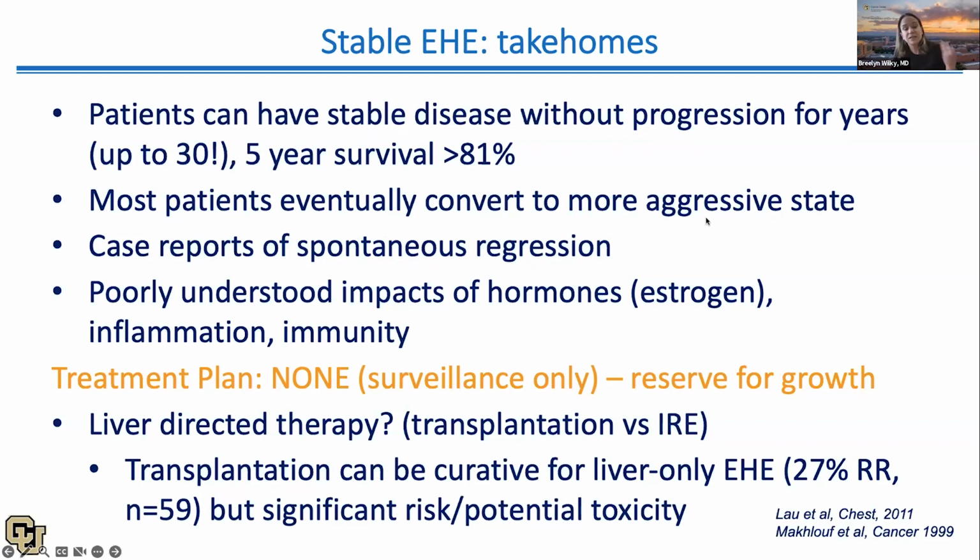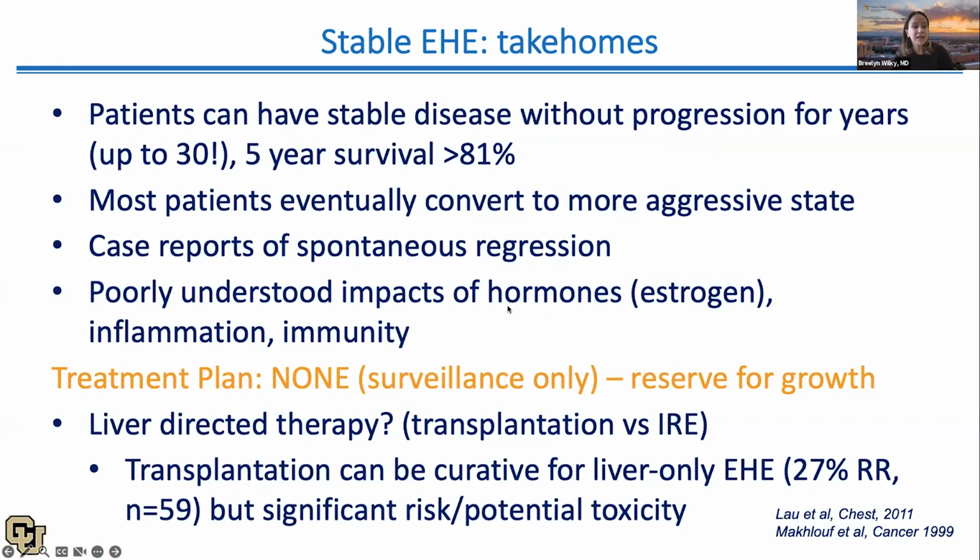And maybe that is because of this genetic evolution that Dr. Rubin was talking about. Something happens, whether it's in the tumor or something about the host, that upsets the balance and the disease starts to grow more aggressively. There are a few case reports out there of spontaneous regression. Again, these are few and far between and poorly understood. But again, it's a really unusual disease.